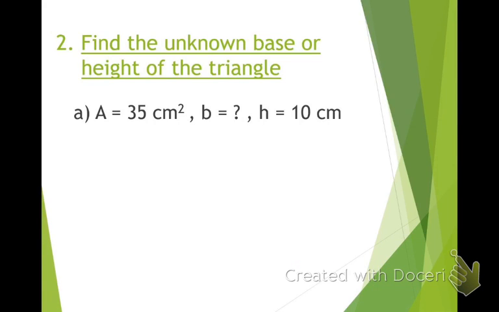Number 2 is a little bit different than what we've done for the first couple examples because this one is asking us to find the unknown base or height of the triangle. So this starts off with giving us the area, and then we have to fill in one of the other missing pieces. Because of this, though, we still know that we are dealing with the area and a base and a height. So we know just by looking at those 3 things, we're going to use the formula for finding the area of a triangle.